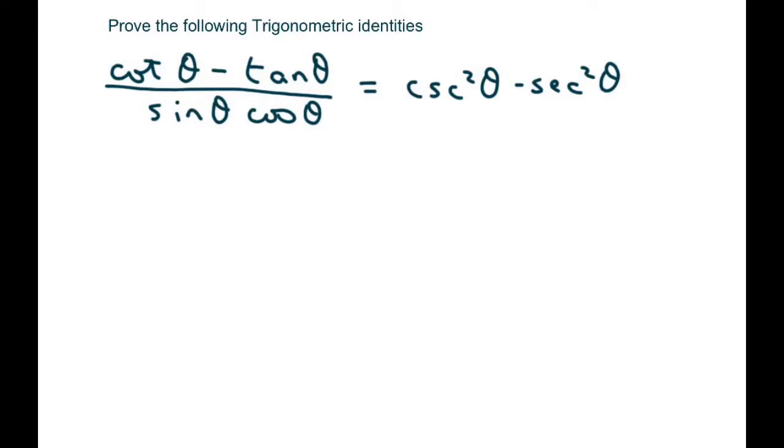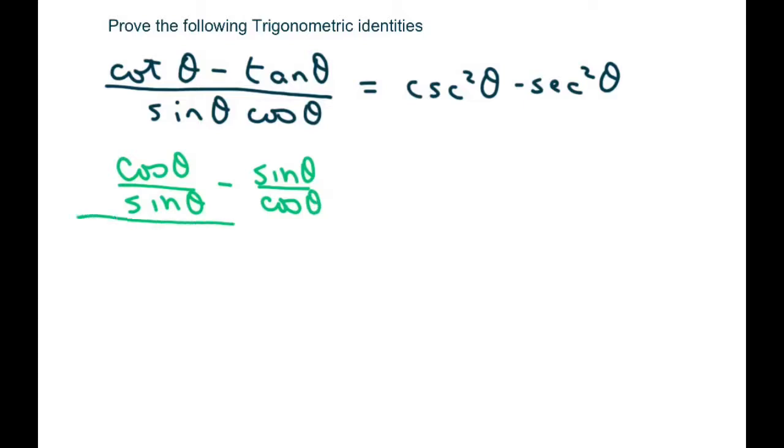Through the following trigonometric identities. I'm going to go ahead and work on the right side of the equation because it looks a little more complicated. And I'm going to write everything in terms of sine and cosine. So cotan is cosine over sine, and tan is sine over cosine. And then we still have our sine of theta, cosine of theta.